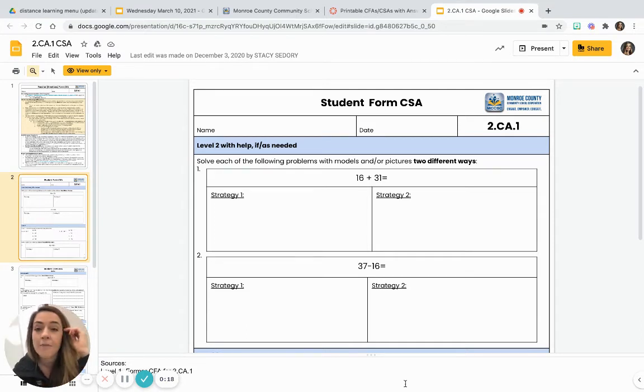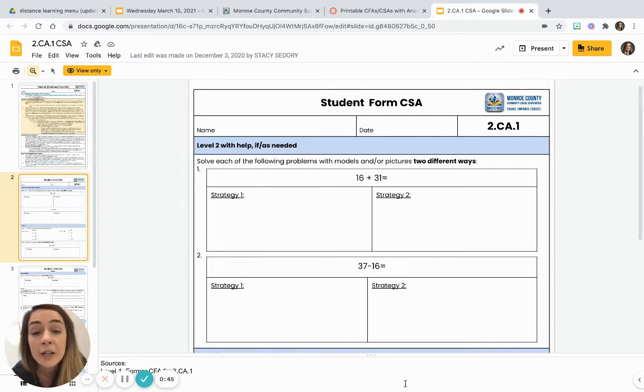So you should have picked up last week a packet that had some math practice, but it also had 3 assessments. And I want you to look in that packet and find the one that says 2.CA.1. I believe that I stapled all the assessments together. So just find this one and you can rip it apart from the other ones if you want, because I don't want you to do the other ones. I just want you to do this one.